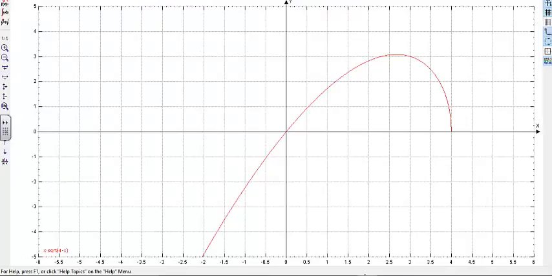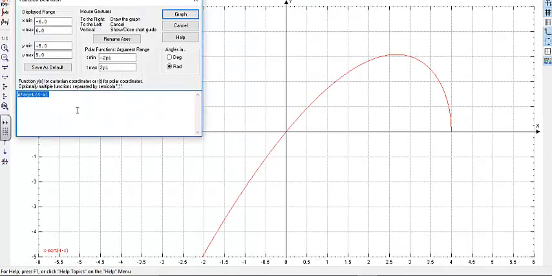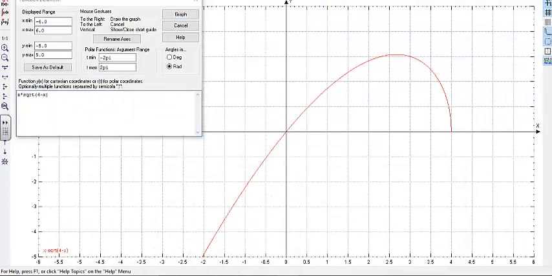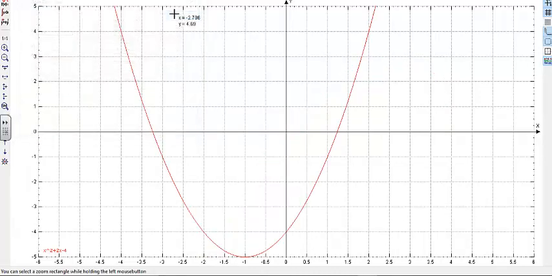So let's plot this function and explain how it works. So the function was x squared plus 2x minus 4. x squared plus 2x minus 4. So it's a parabola like that.